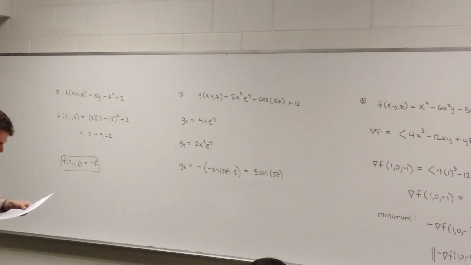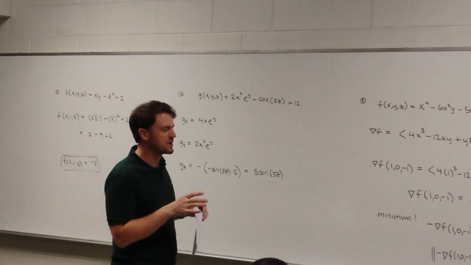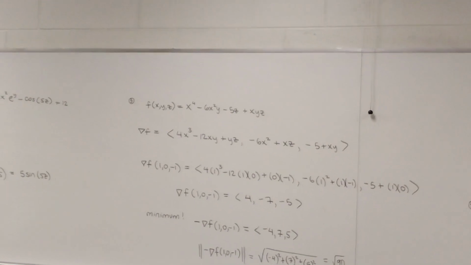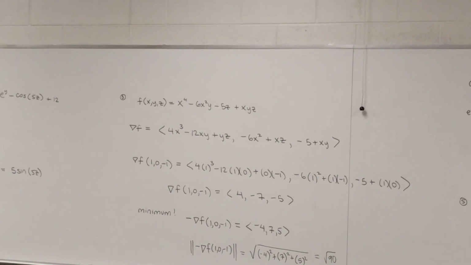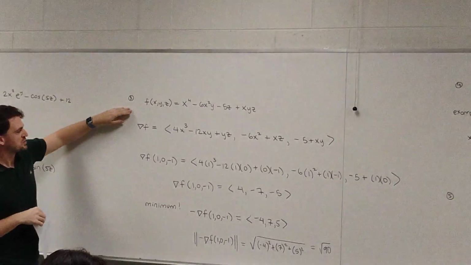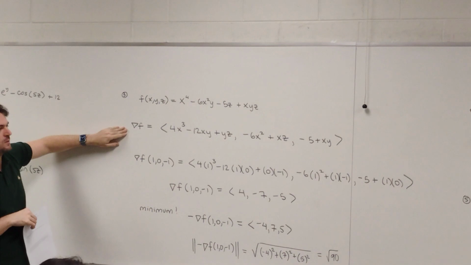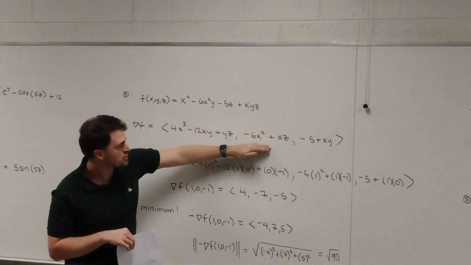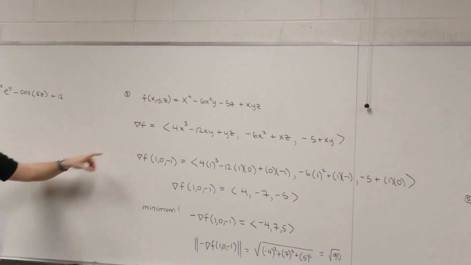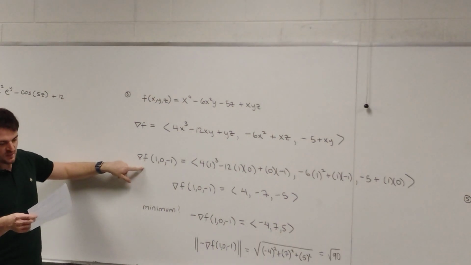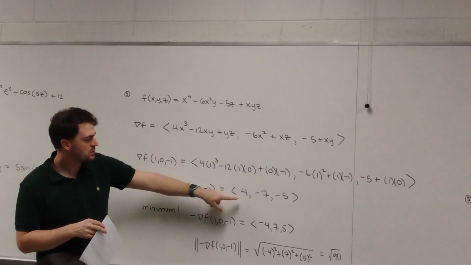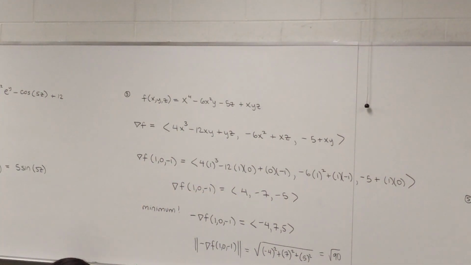3, determine the minimum rate of change. So I said, okay, well I know that the maximum rate of change happens in the direction of the gradient vector. So that means that the minimum rate of change is just in the opposite direction of the gradient vector. So compute your gradient vector, partial x, partial y, partial z. So now by finding the gradient at the point that they told me, 1, 0, negative 1, this now points in the direction of the maximum rate of change.